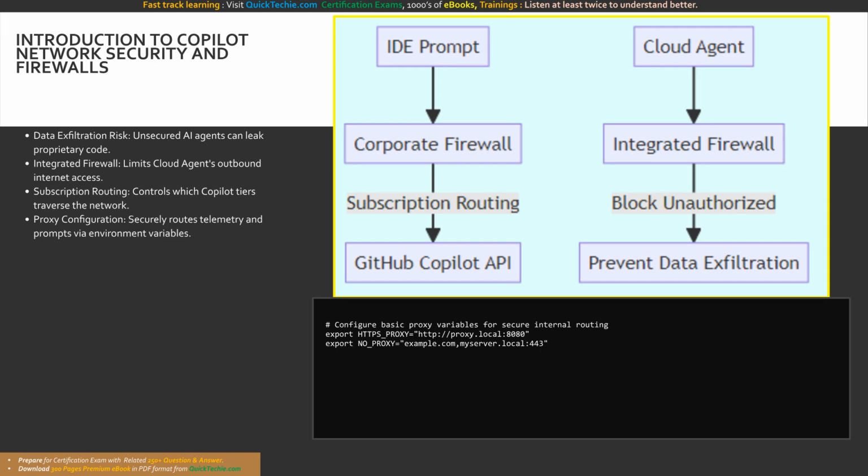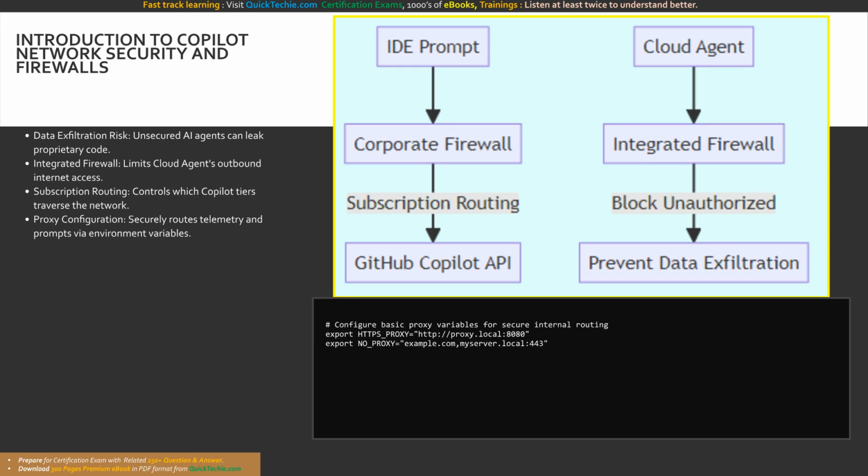ephemeral environments. Furthermore, at the corporate network level, administrators must explicitly define routing rules to strictly govern which tiers of the Copilot service, such as business or enterprise, are permitted to communicate through the corporate proxy. Throughout this advanced module, we will deep dive into configuring subscription-based network routing, managing the integrated cloud agent firewall, establishing custom domain allow lists for private package registries, and handling complex proxy setups.